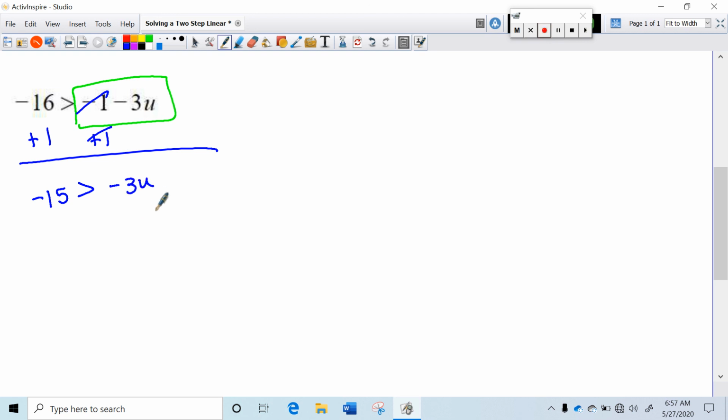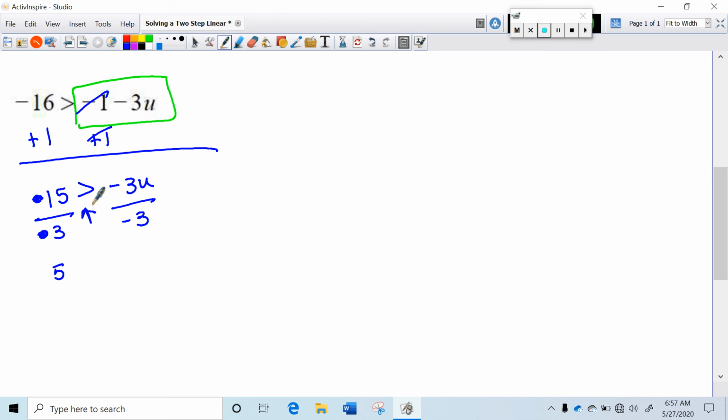Now this is -3 times u, and the opposite of times is divide. So you divide by everything that's stuck to the variable. So divide both sides by -3. With a fraction, negative on the top cancels with negative on the bottom. 15 divided by 3 is 5.